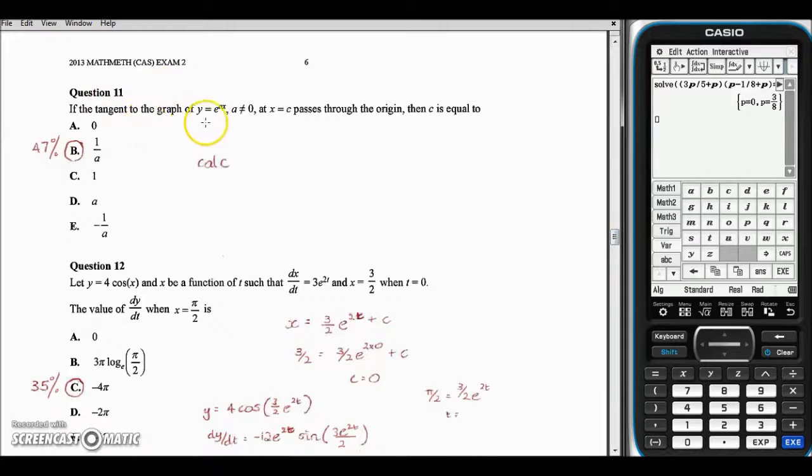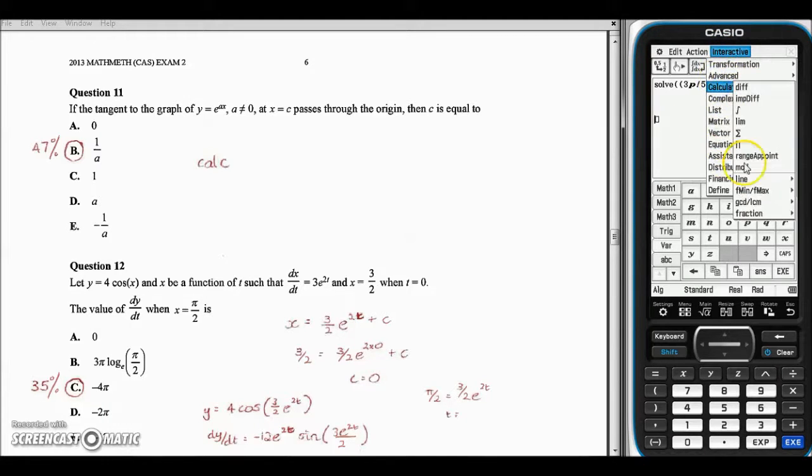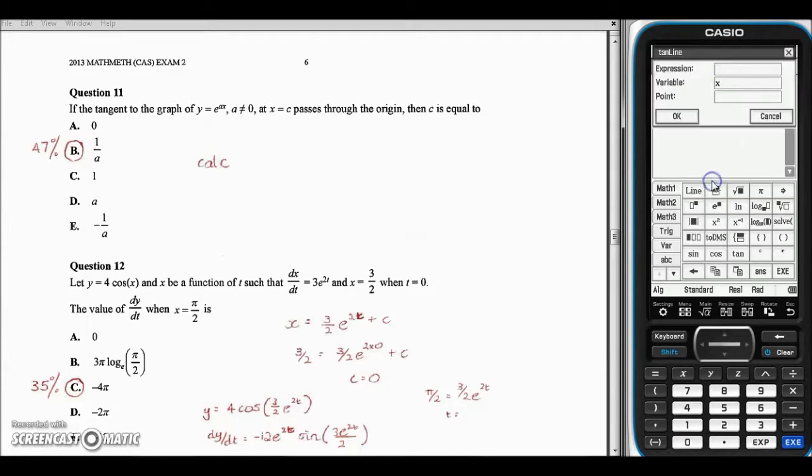If the tangent to the graph of y equals e to the x at the point x equals c passes through the origin, then what is c? So let's work out what the tangent is. We'll use interactive, interactive calculation, tan line, and we'll type in e to the a times x. I'm not sure if you need the times in there or not, probably not. But it's good to do anyway, just in case, because sometimes it thinks you actually mean AX, which would happen if you were in ABC, but anyway, I'm rambling.